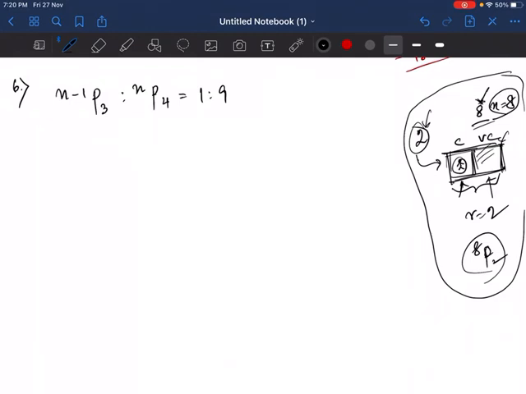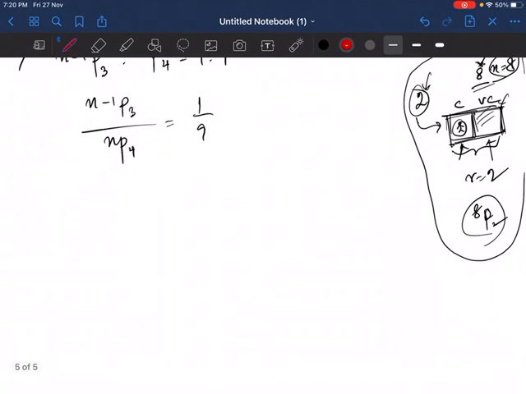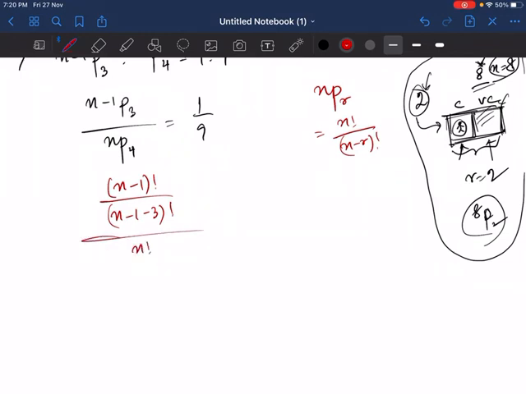We have to find the value of n, right? So let's do this one. Basically we have (n minus 1)P3 divided by nP4 is equal to 1/9. This is my question. Now (n minus 1)P3 we can write as (n minus 1) factorial divided by (n minus 1 minus 3) factorial, because we know nPr is equal to n factorial divided by (n minus r) factorial. That divided by n factorial divided by (n minus 4) factorial is equal to 1/9.